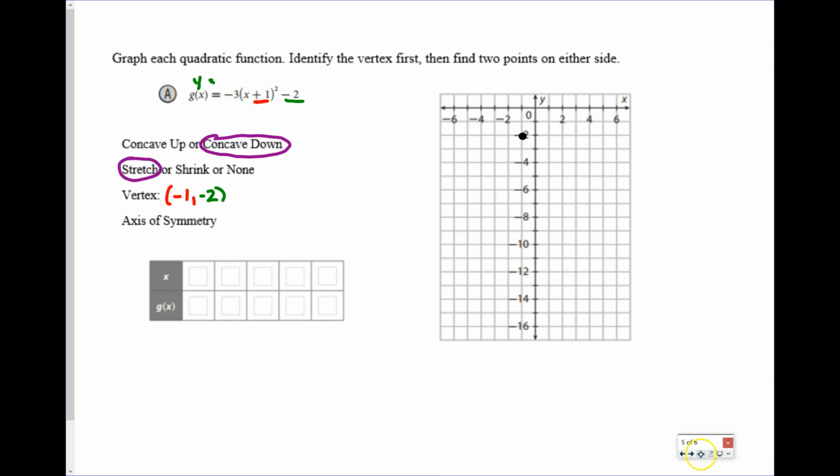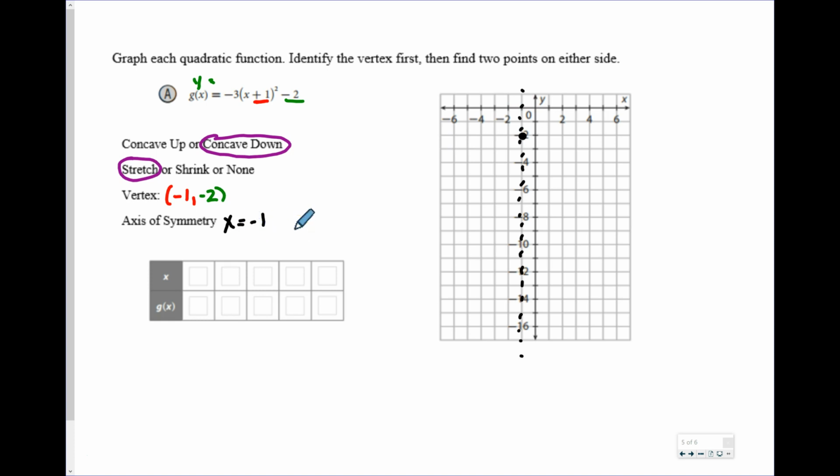The axis of symmetry, we talked about that last learning target. The axis of symmetry is that invisible line that goes through the middle here. Okay, I'm drawing it in, but normally it's invisible, and it's always the equation x equals whatever number it's going through. In this case, it's going through -1, so my axis of symmetry is x equals -1.